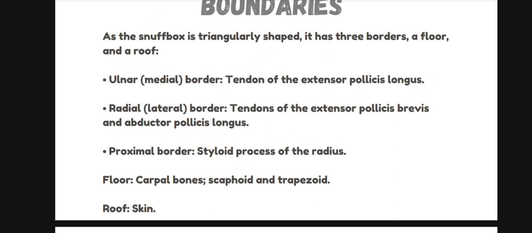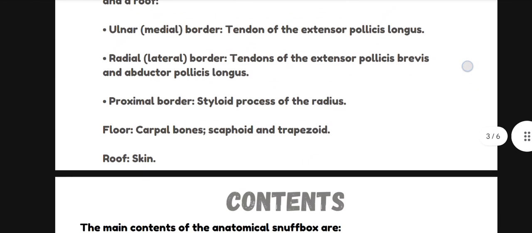So what are the boundaries? As the snuff box is triangularly shaped, there are three borders, a floor and a roof. The three borders are medial border, lateral border and proximal border. Medial border, there is the tendon of extensor pollicis longus. In case of lateral border, there is tendon of extensor pollicis brevis and abductor pollicis longus. In case of proximal border, there is styloid process of the radius, and in the floor there is carpal bones such as scaphoid and trapezoid. And in case of roof, there is presence of skin.